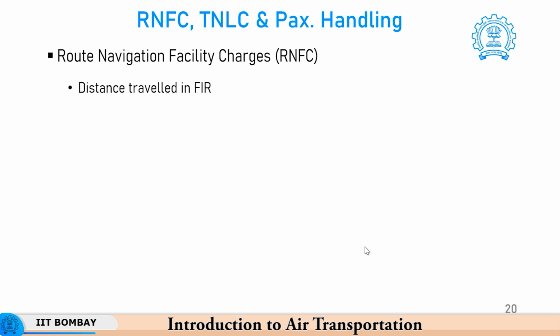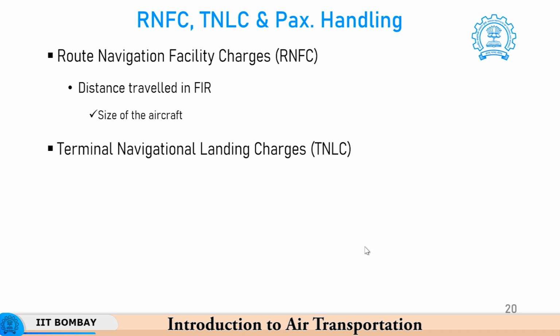The whole world has been divided into several FIRs and each member of ICAO has been given the right to provide services over various FIRs. So, when you travel on a particular FIR, depending on how much distance you travel, that is the distance in which you have to get the navigational support, it is charged per nautical mile travelled in the FIR, and also it is a function of the size of the aircraft. Okay. Heavier aircraft are charged more compared to lighter aircraft.